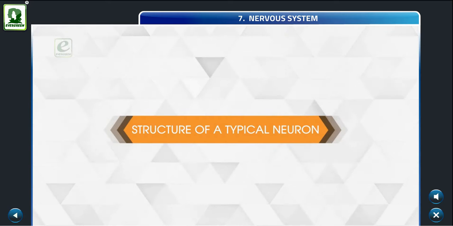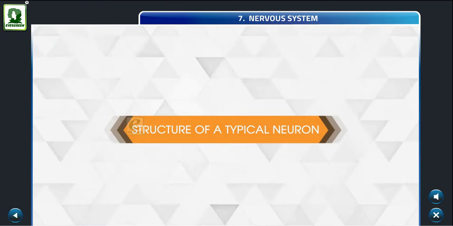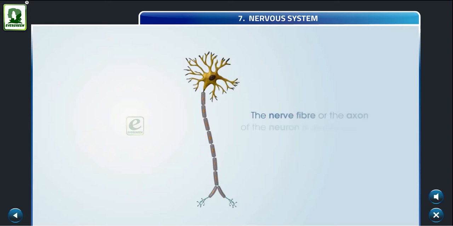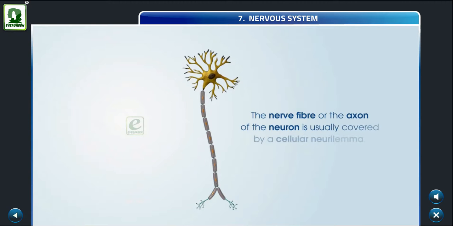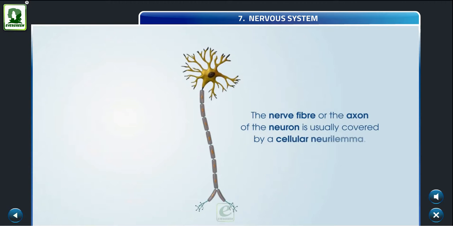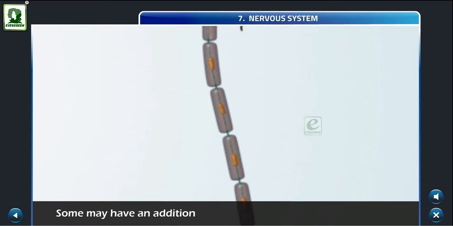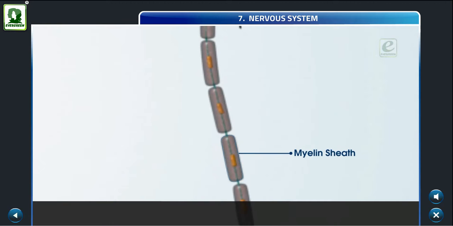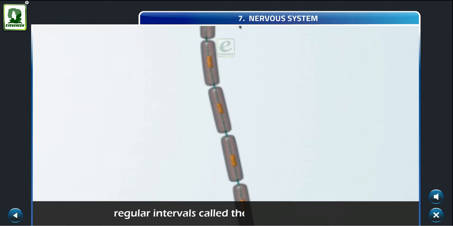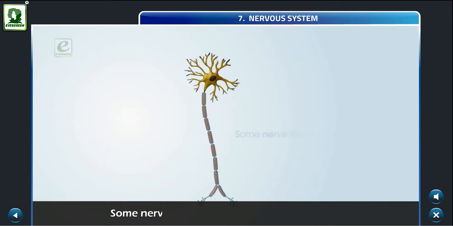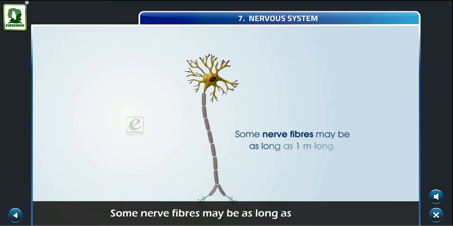Structure of a typical neuron. The nerve fiber or the axon of the neuron is usually covered by a cellular neurilemma. Some may have an additional fatty sheath called myelin sheath. The myelinated nerve fibers show constrictions at regular intervals called the nodes of Ranvier. Some nerve fibers may be as long as 1 meter long.